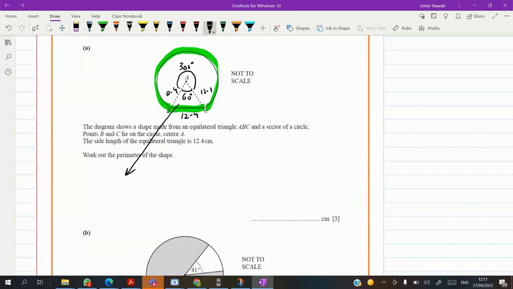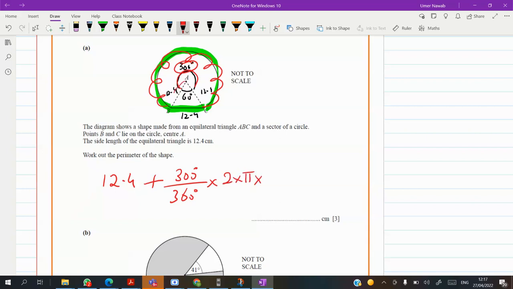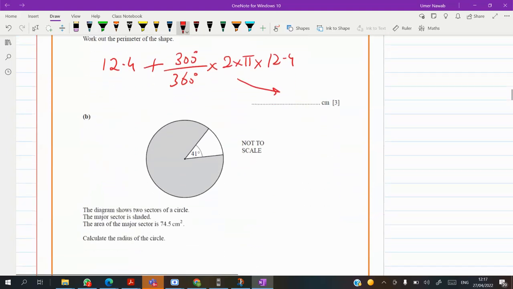We want to find the green area. So the green perimeter is made up of the BC length and the BC arc. So how do we do this? First, the BC straight length is 12.4, and for the BC arc, what is the central angle? The central angle is 300 divided by 360 times, not pi r squared, it should be 2 pi. And what is the radius given to us? Radius is 12.4, and then it gives us the final answer.